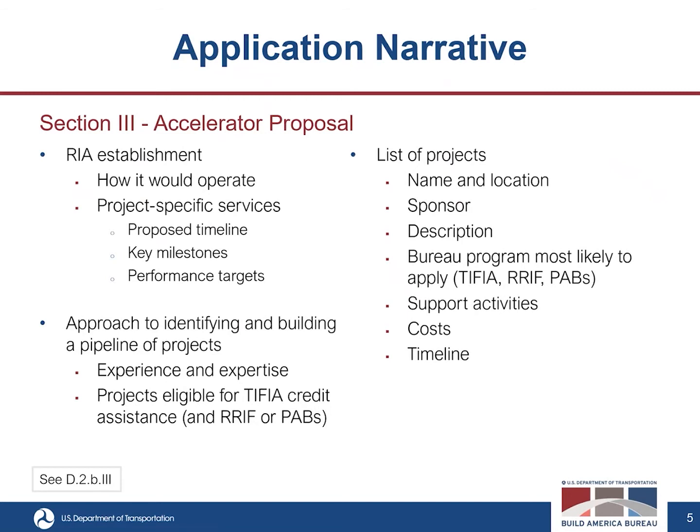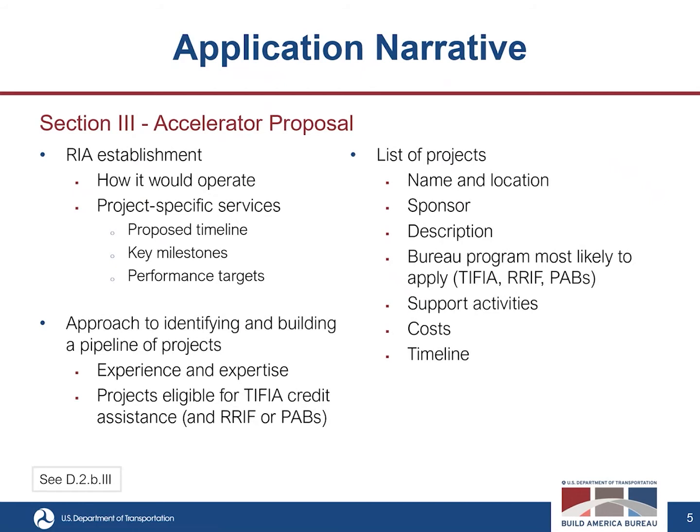In this section, the applicant should also describe in sufficient detail the applicant's approach to identifying and building a pipeline of projects to be undertaken by the Regional Infrastructure Accelerator's effort, and explain how they will develop such projects, utilizing their experience and expertise, and identifying an initial pipeline of projects that are eligible for TIFIA credit assistance, and to the extent applicable, the RIF credit assistance program, PABs, and any other innovative financing methods.